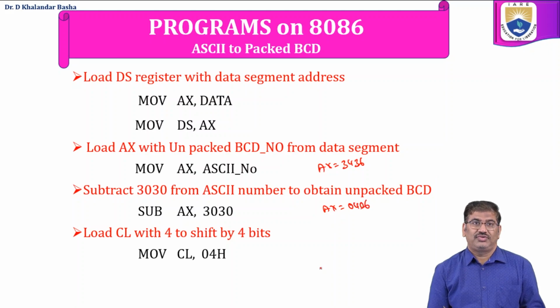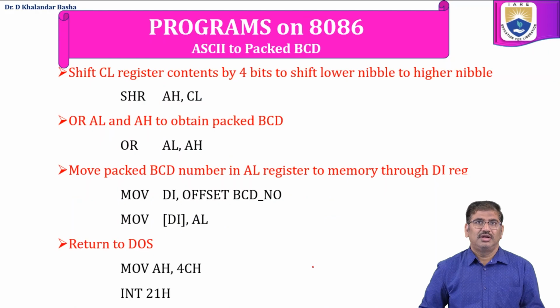Then we want to shift the lower 4 bits of AH contents to the upper 4 bits. So for that we will write MOV CL, 04H. Now here the AH content is 04H. This we want to shift towards the left side by 4 bits. So for that we will write SHL AH, CL. Now AH contents will be shifted towards the left side by 4 bits. Now we will get the output as 40H.